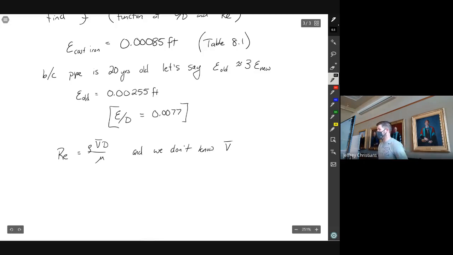We don't know the velocity. So that's a problem. To figure out the friction factor, we need to know the velocity, but to figure out the velocity, we need to know the friction factor. So you typically are going to have to solve these problems iteratively. You're going to have to use a computer to guess what the velocity is, maybe 2 feet per second, make up a number to get an answer, and then go back and check, running a guess and check like this.